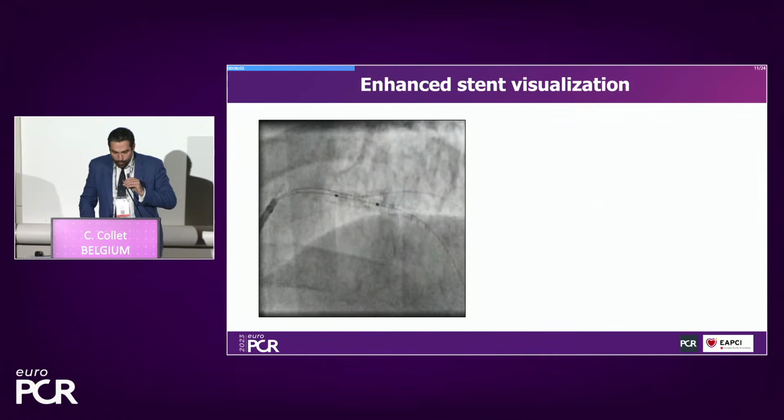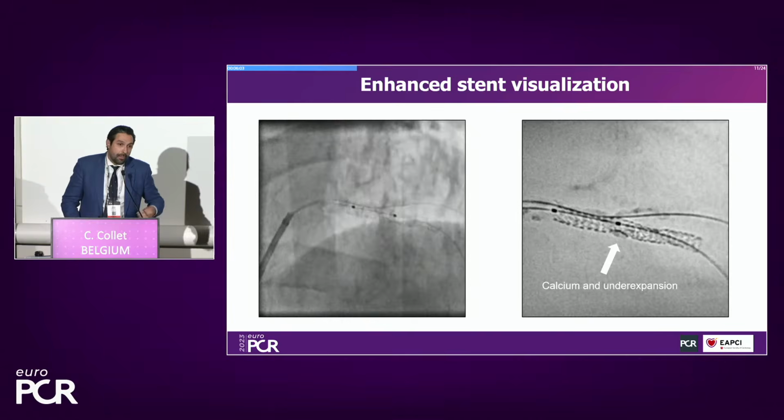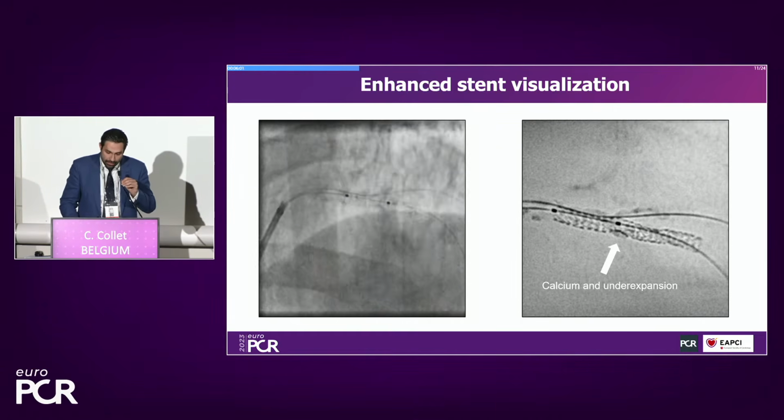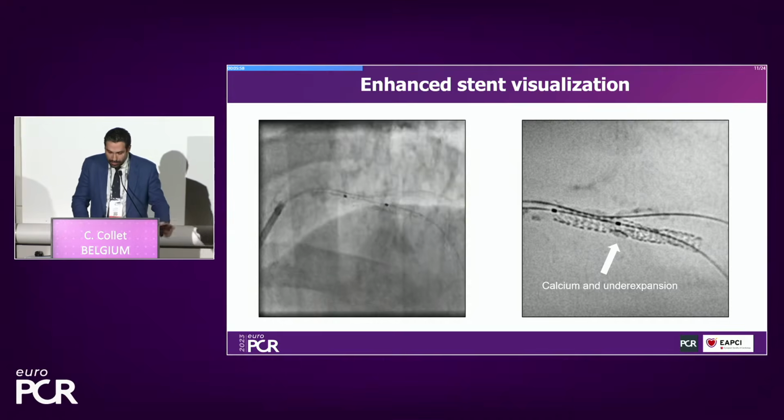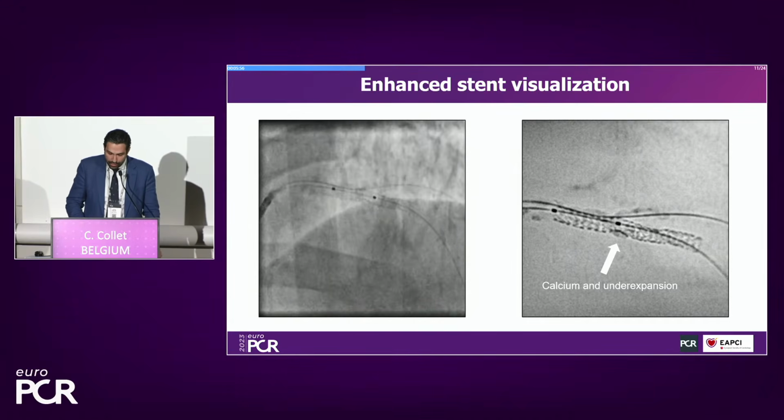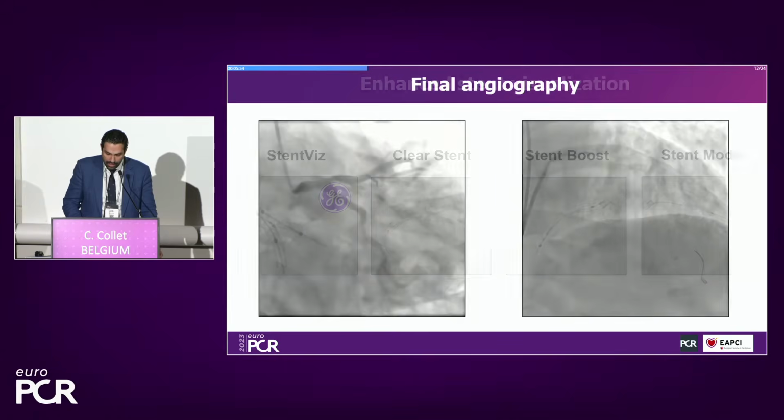So when we look again at this case, I'll show you what are the methods that we traditionally use in the cath lab. This is the 2D stent enhancement, and you see here the clear notch of that calcium impeding the expansion of the stent, and this is the final angiography.